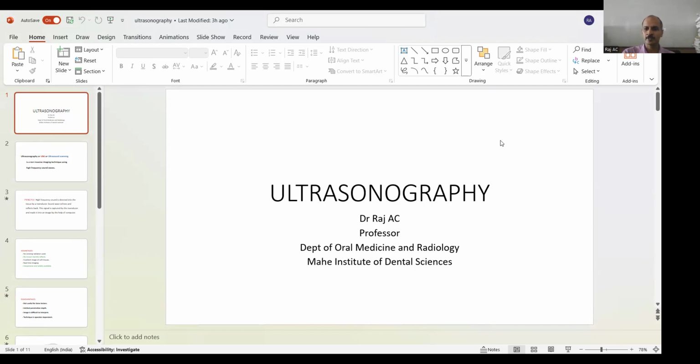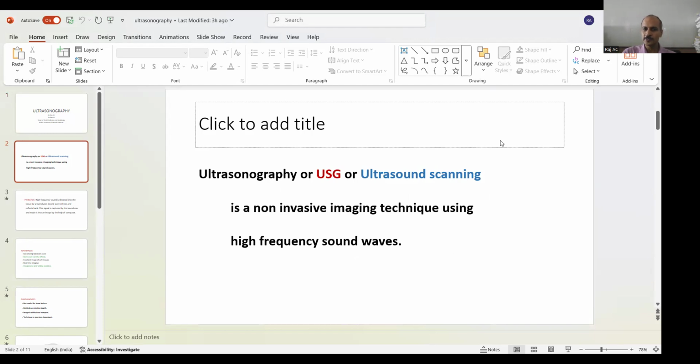What is ultrasonography? Ultrasonography or USG, that is a short form of ultrasonography, or we generally call it ultrasound scanning. It is a non-invasive imaging technique using high-frequency sound waves. What do you mean by non-invasive? Because it is not causing any problems to the body. It is not an invasive thing. So just by using high frequency sound waves, just like how bats fly, the waves which we cannot hear otherwise, high frequency waves are used to image the body parts.